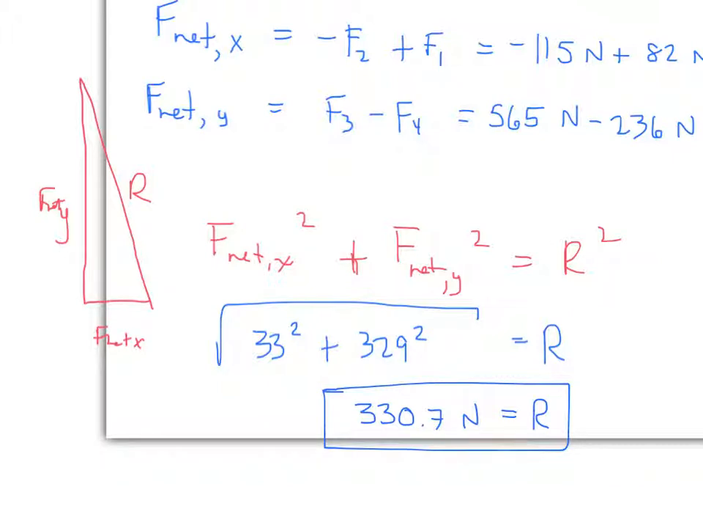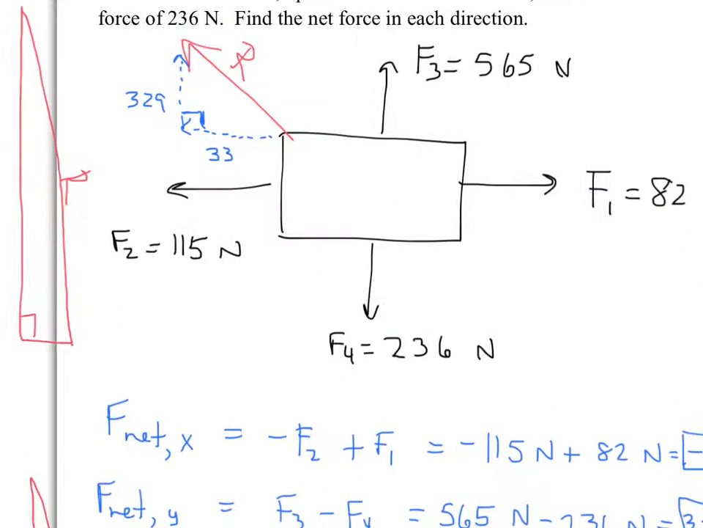So at the end of the day, this is why it's really important that we understand this. I could draw the same diagram I started with, and instead of drawing all four of those forces, I could draw one force of 330.7 acting up and to the left, and that would be the equivalent of all those other four forces.